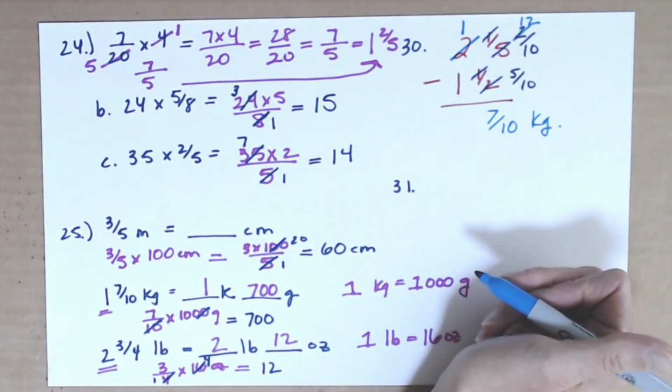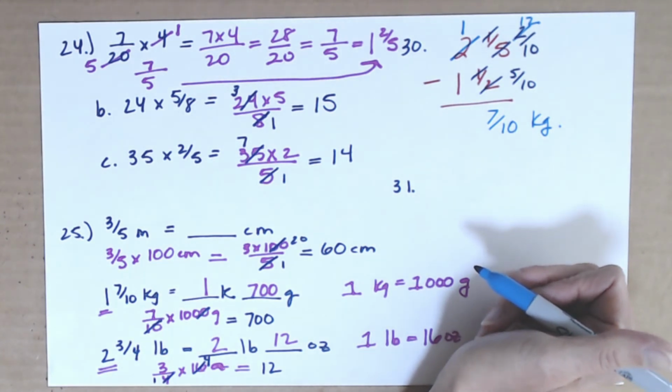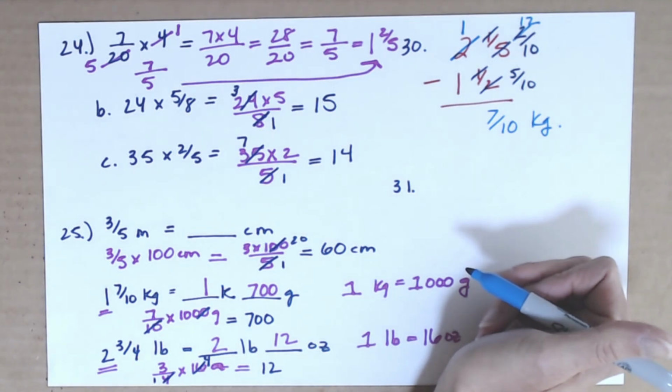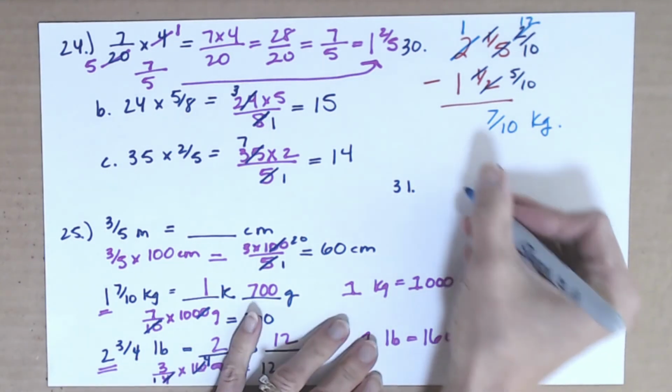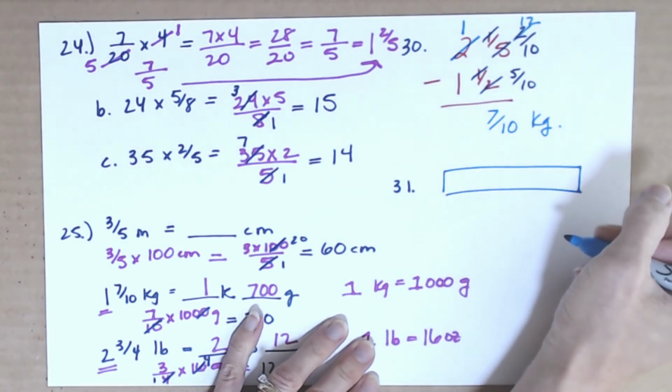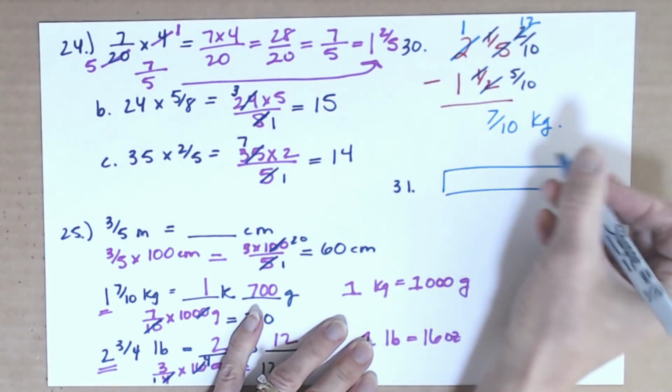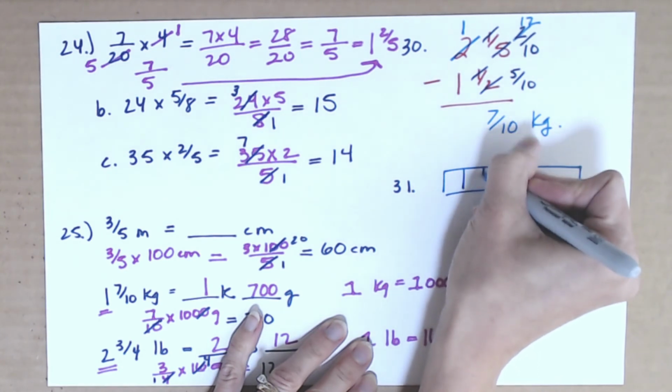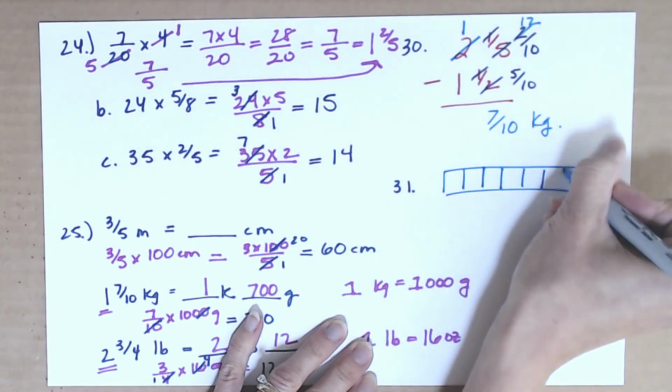And finally, number 31. There are 42 students in Miss Brown's class. 3/7 of them wear glasses. How many students wear glasses? So I'm going to draw a bar model for this one. Let's see here. So 3/7. So I need to draw 6 lines. 1, 2, 3, 4, 5, 6.